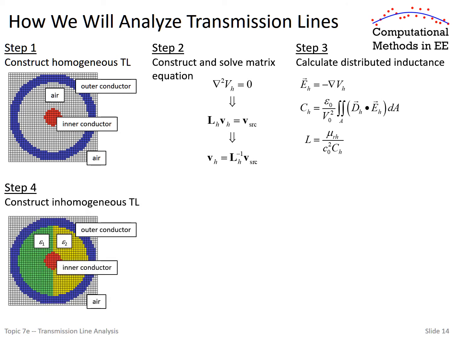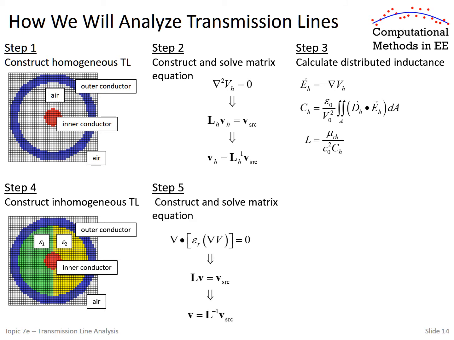Now we essentially repeat everything all over again. We build our transmission line on a two-dimensional array, but now we include the dielectrics. Now that the dielectric is there and our permittivity is inhomogeneous, we solve the inhomogeneous Laplace's equation, and we will do this with the finite difference method, and we'll talk much more about that when we get to it.